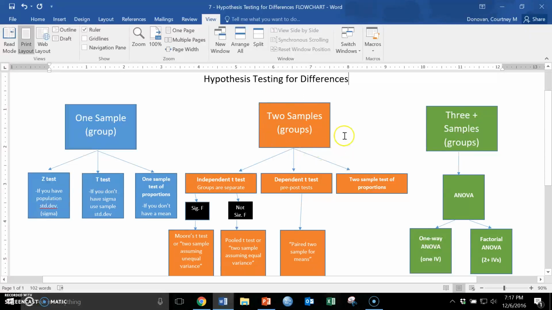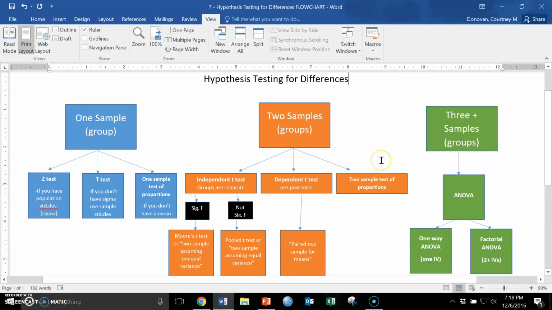If you want to do two groups, so we have two separate groups. It says two samples, but we can sample them all together and then split them into groups. This is going to come down to, is it a dependent test, or is it pre-post, or the same people in both groups? That's dependent. Or is it independent, where the people are different? So male and female would be two groups. You can't be in both groups. You have to pick one.